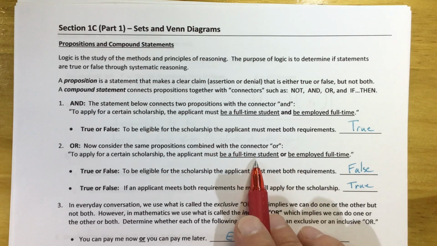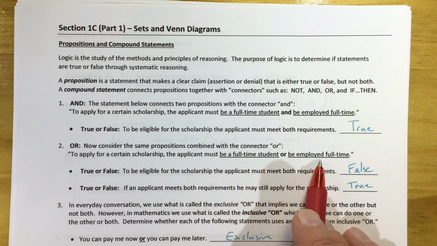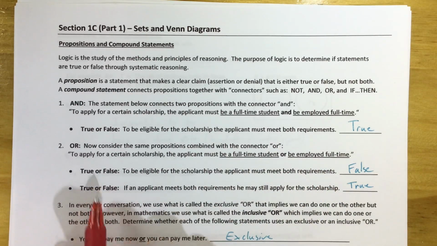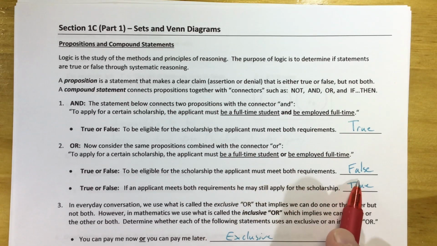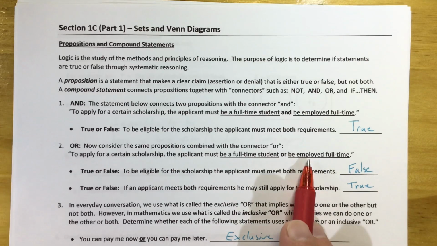If you're a full-time student, sure, apply for the scholarship. If you're employed full-time, sure, apply for the scholarship. Okay, true or false? To be eligible for the scholarship, the applicant must meet both requirements. False. They can meet one or the other one. If they meet both of them, great, I guess. It shouldn't really change everything, I would assume, but they're allowed to apply if they meet just one of them.